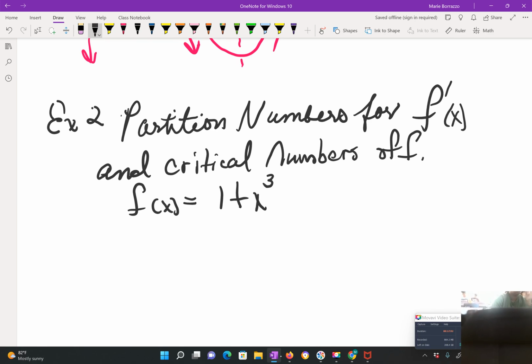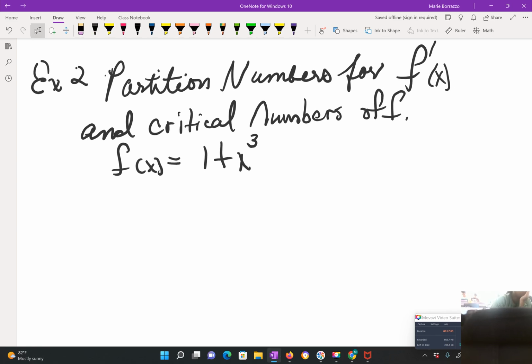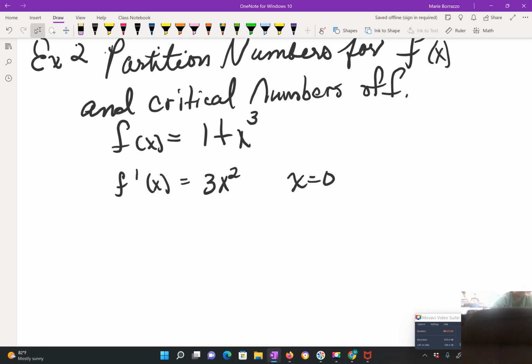So the first thing we're going to do is take that first derivative, which in this case is simply 3x squared. And therefore, we just need to solve where x is equal to 0. The partition number 0 for the first derivative. So this is your partition value or number, where x is equal to 0.